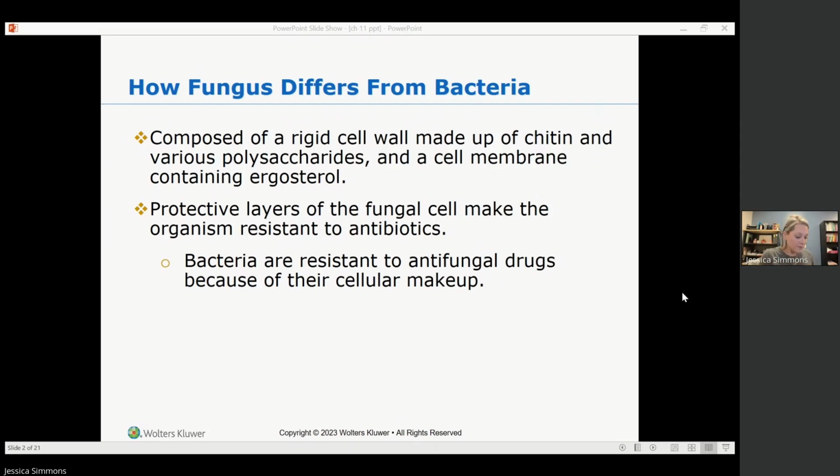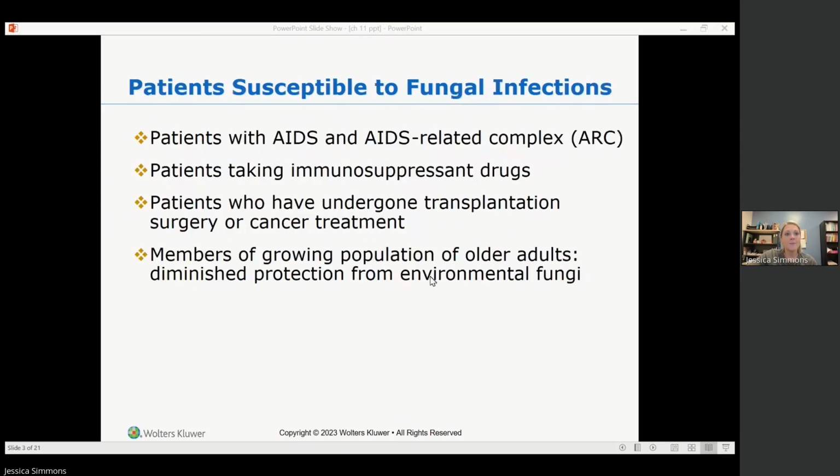So how a fungus differs from bacteria. It is composed of a rigid cell wall made up of various polysaccharides. The cell membrane contains ergosterol, and it has protective layers of the fungal cell that make the organism resistant to antibiotics. So antibiotics do not treat fungals or fungi, and antifungals do not treat antibiotics. So that is the gist of that.